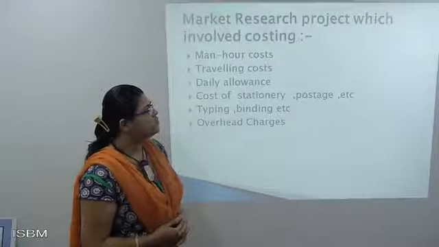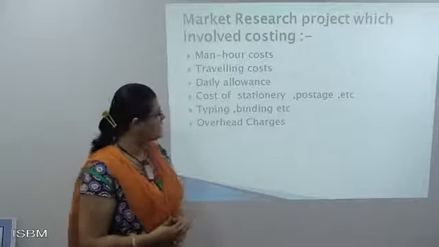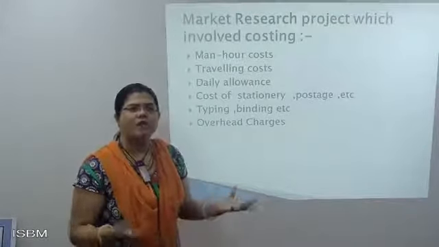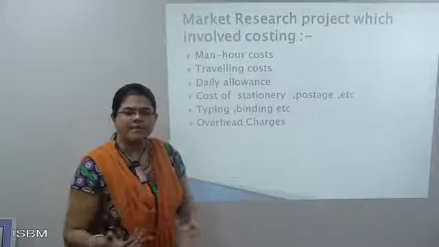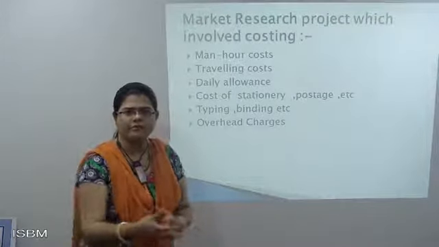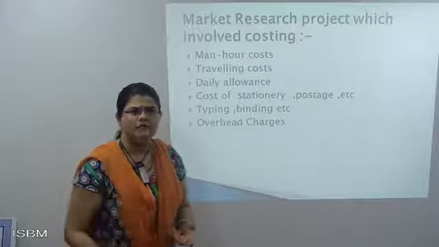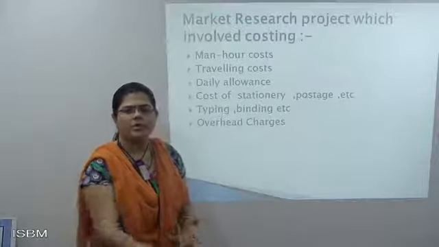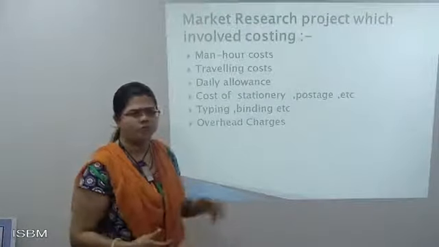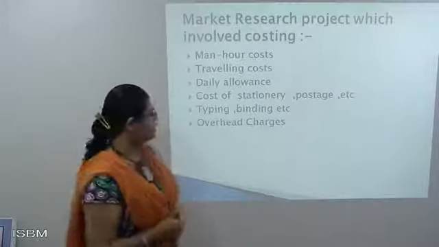Cost of stationery, postage, etc. Yes, that is important. If there is any paper you require, any pen, pencil, sharpener, rubber, when you're handling a project, on that time certain items you require to get those data and information. So that cost is also involved in this.